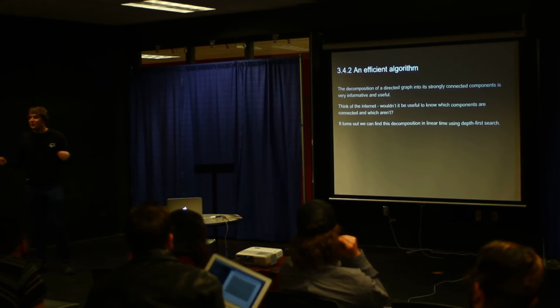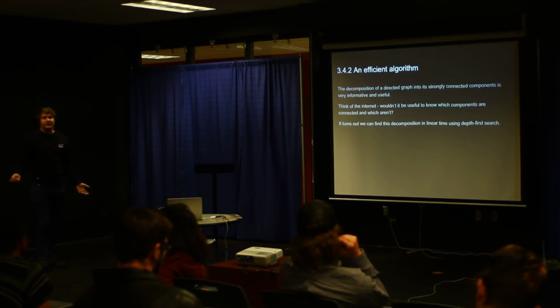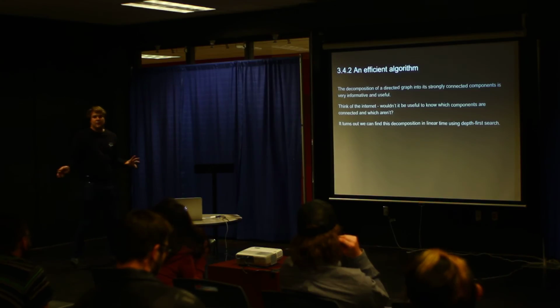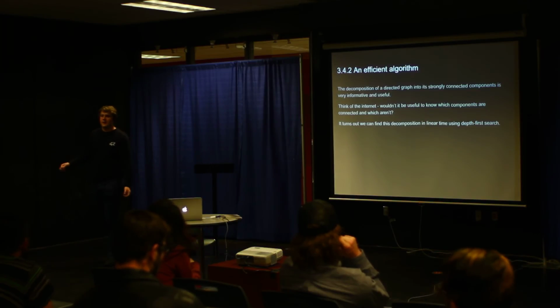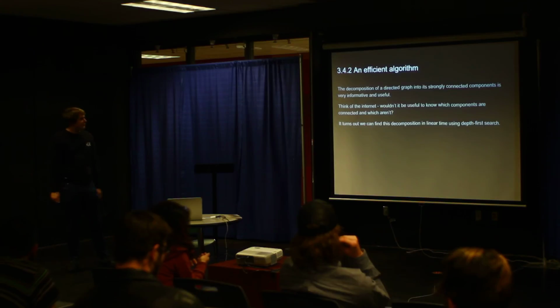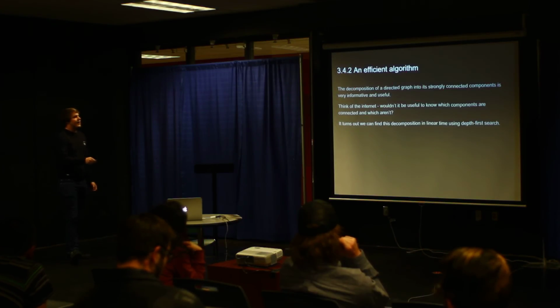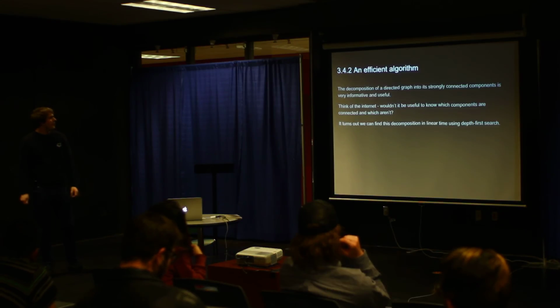It'd also be really nice if we could do it quickly, and it turns out we can actually do this in linear time. It'll be a little bit slower than other methods, but only by a multiplicative factor, so not that much. It'd be really nice if we could decompose some directed graph into its strongly connected components and show all the relationships between them.